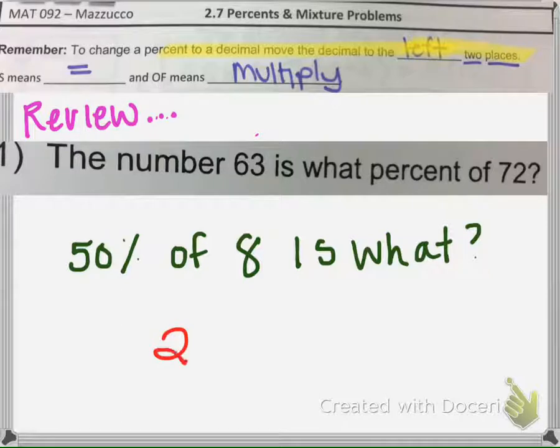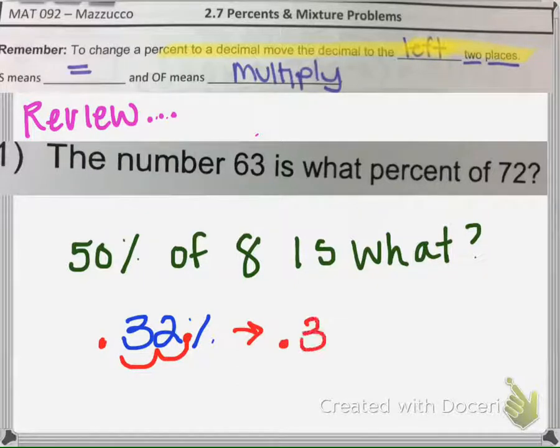If we had 2%, to change 2% to a decimal, we would move the decimal, and every number has a decimal here if there is not one. So we're going to move it over 2. So it would equal 0.02. If we had 32%, to change it to a decimal, we're going to move the decimal over 2. So we would have 0.32. We move it 2 to the left to change it into a decimal.